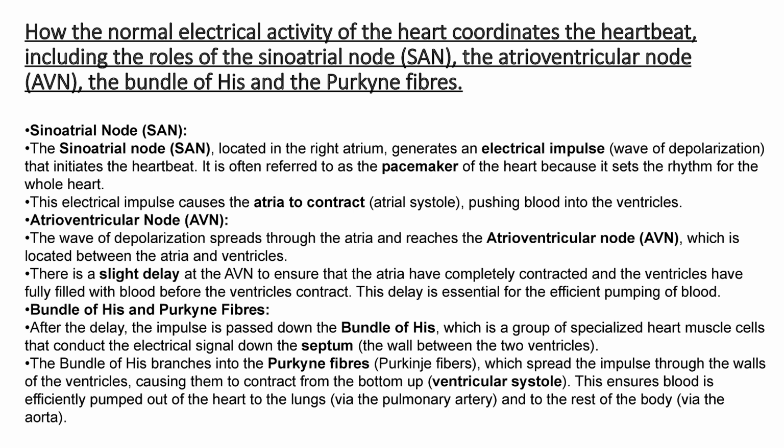Now the function of the atrioventricular node. The wave of depolarization spreads through the atria and reaches the atrioventricular node. The atrioventricular node is located between the atria and the ventricles. So there is a wall between the atria and ventricle, and the atrioventricular node is located there. There is a slight delay at the AVN to ensure that the atria have completely contracted.